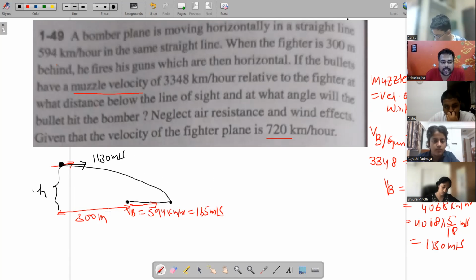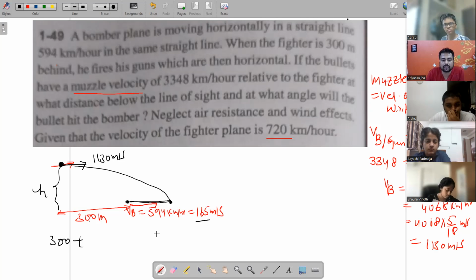Now you can see what the range is. That is 300 plus. So the range of this projectile is 300 plus. In T time, this bullet will come and hit this bomber. In that time only, this bomber plane will also move some distance. That distance can be given by 165 into T, and that is equal to how much? The range of this, that is 1130 into T, correct? Right, understood?